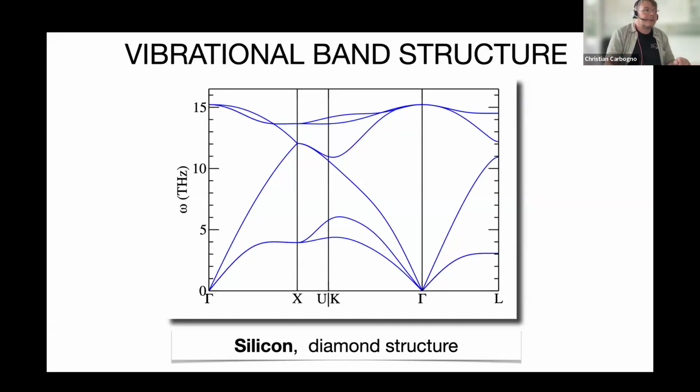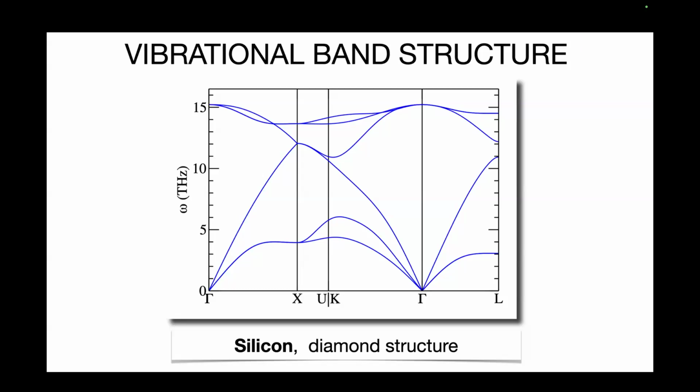So here, for instance, let's first look at gamma. Here we have an optical mode. This is really one silicon in this unit cell vibrating against each other. And if you would look at the potential energy surface of this particular motion, you would see that it has a curvature that corresponds to this frequency or energy. Okay?